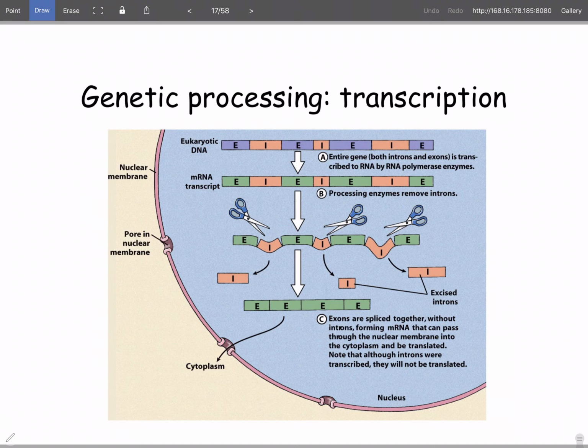All right, so let's talk about compartmentalization. Compartmentalization allows for certain things to happen in a eukaryote that don't, like I said, in a prokaryote, and one of them is mRNA processing.